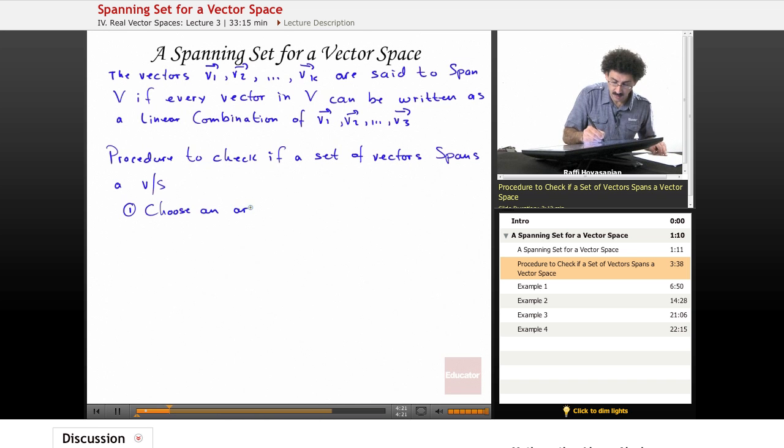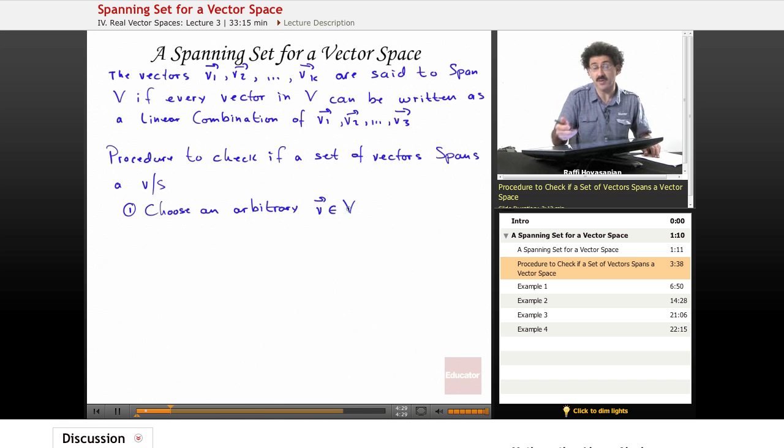Step 1: Choose an arbitrary vector v in the vector space. So when you're given a vector space, just choose some arbitrary vector. So if you're given, let's say, 4 space, R4, then just choose the random vector A, B, C, D, or you can call it X, Y, Z, T, just some random vector. And 2, okay.